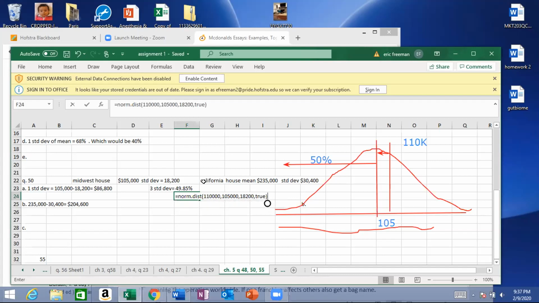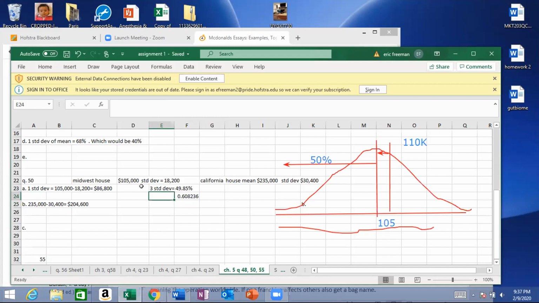Now remember, you said it's going to be slightly above 50%, right? Yes. Cool. So run it. What do we got? 60%. And I think that's the right answer. Don't you? Yeah, makes sense. That's how you do these problems. The norm.inv does the opposite. If they give you a percentage, it will tell you what the value is at that percentage.